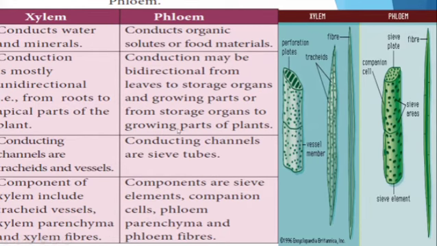In xylem, conducting channels are tracheids and vessels. Here, conducting channels are sieve tubes. Components of xylem include tracheids, vessels, xylem parenchyma, and xylem fibers. In phloem, components are sieve elements, companion cells, phloem parenchyma, and phloem fibers.